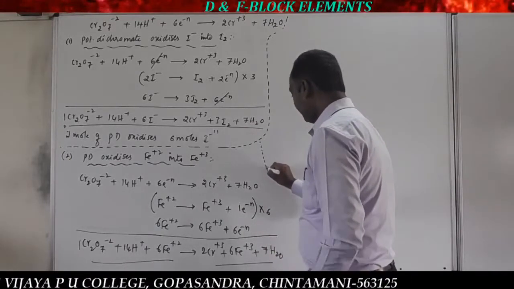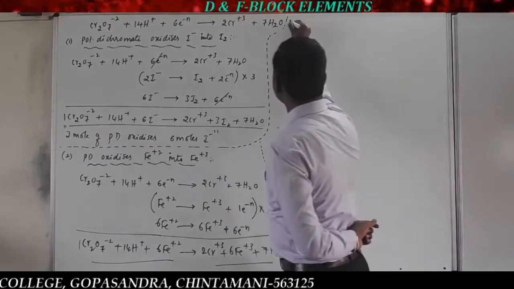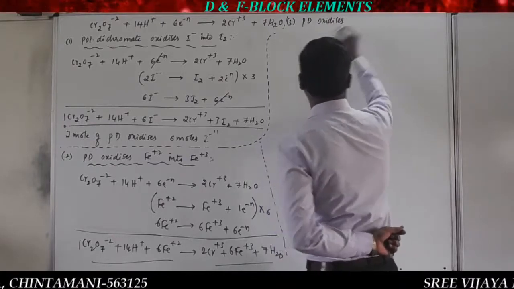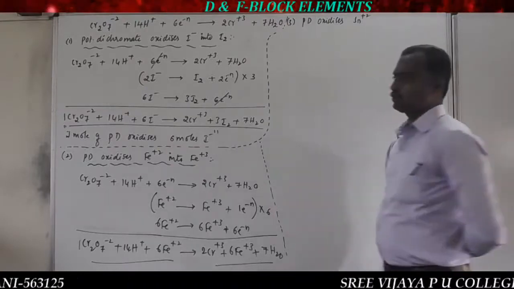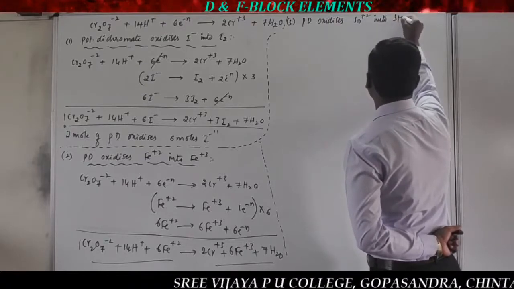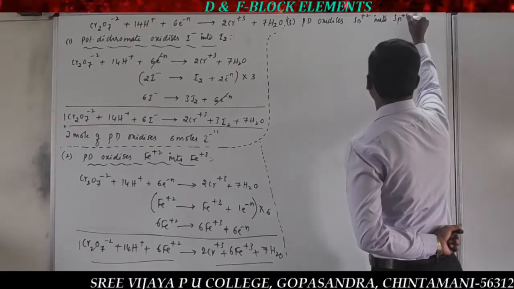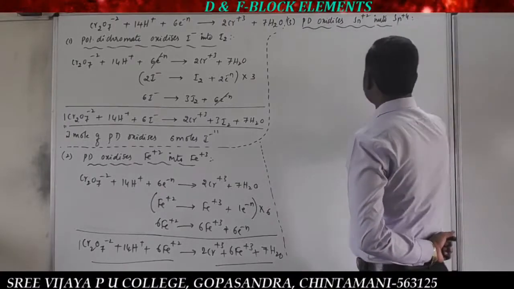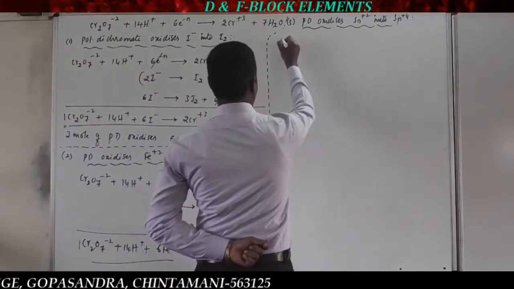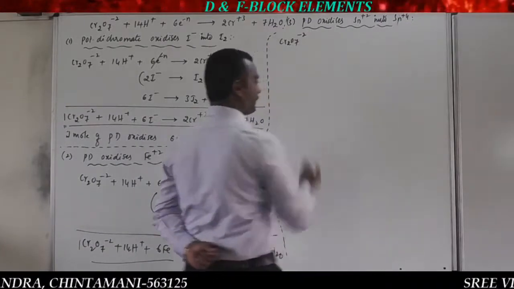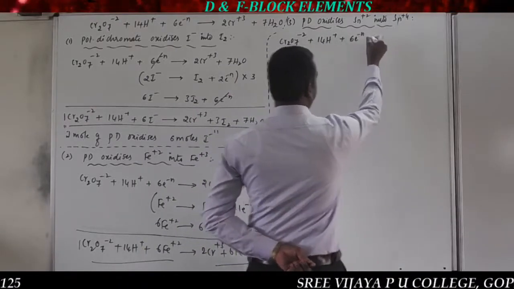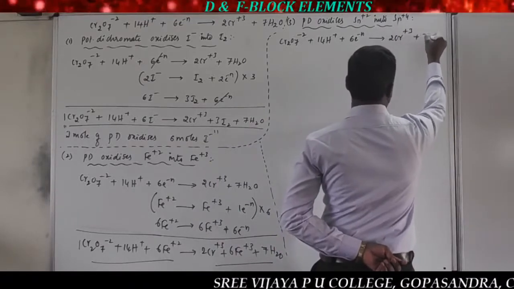And the second one, third one: potassium dichromate oxidizes stannous, that is Sn+2, that we call stannous, into stannic. Stannic is nothing but the Sn+4 state. Potassium dichromate oxidizes Sn+2 to Sn+4, stannous to stannic. So again, what is the general equation showing the oxidizing property of potassium dichromate? Cr2O7 2- plus 14H+ plus 6 electrons is converted into 2Cr3+ plus 7H2O.